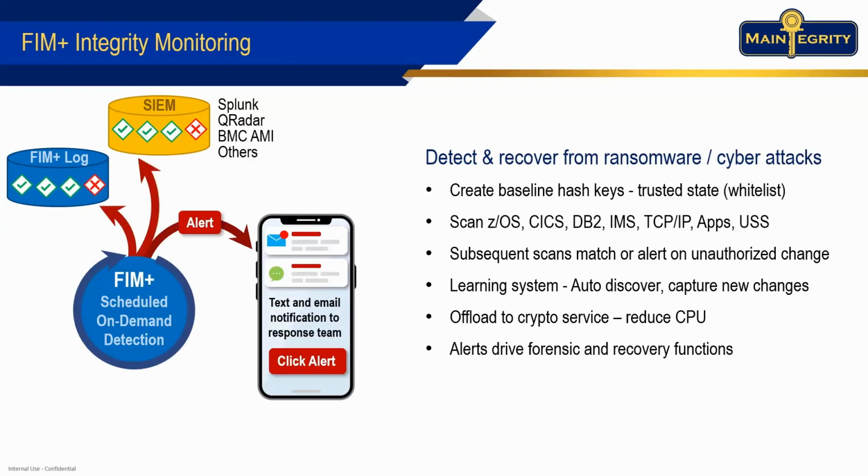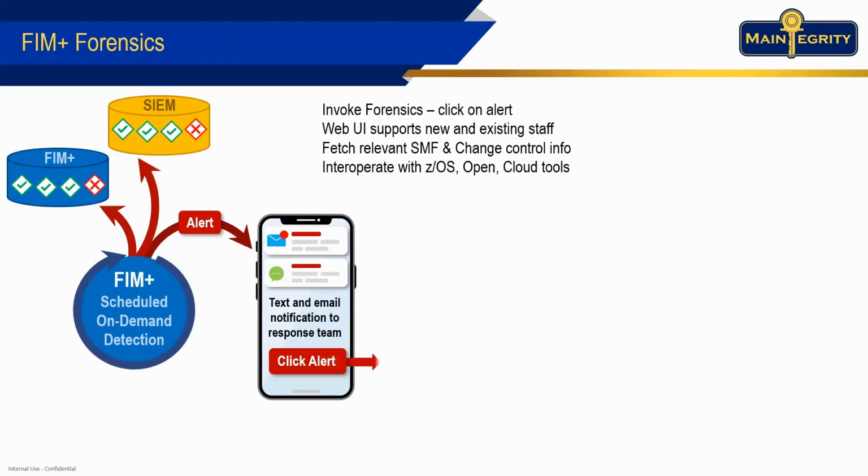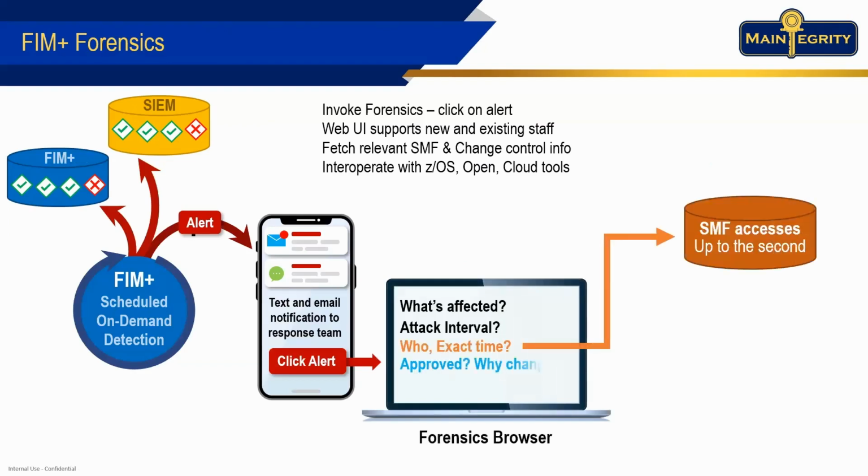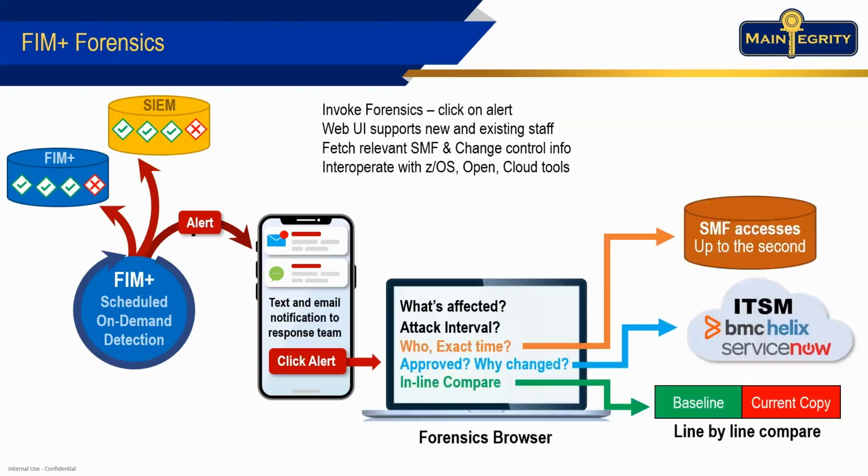Within that email or text, there'll be a link to our browser. If you click on the browser link, we'll start bringing in some forensic information for you to look at. First of all, because we know when the last scan was good and we know when it was changed, we know the interval when the attack occurred. But we also go out to SMF and pull in the SMF records pertaining to the change, and that'll give you the user ID that made the change, and the exact time the change was made.